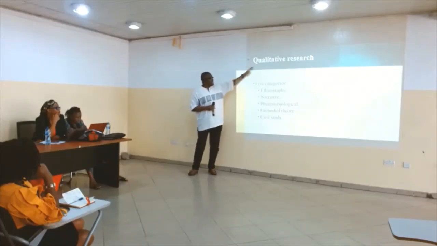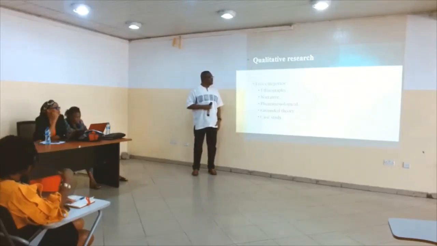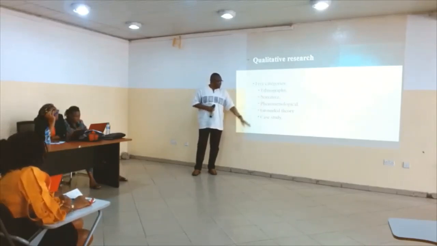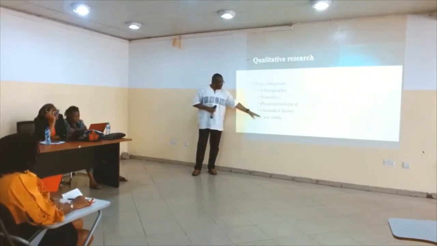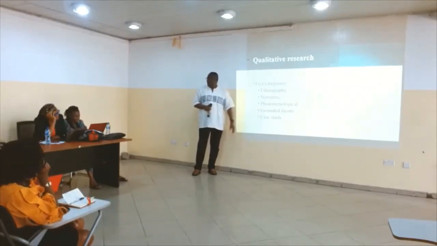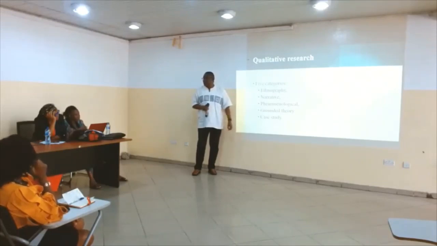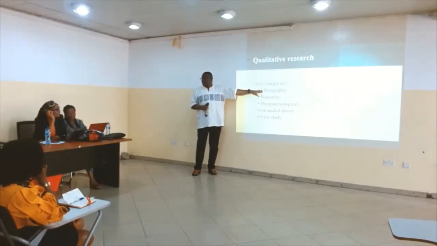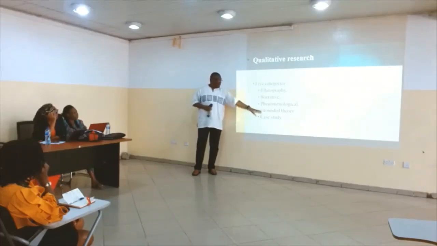So these are the five categories: ethnography, narrative, phenomenological, grounded theory, and case study. I think grounded theory is the most difficult. You have to go to the field almost. Ethnography is also. With grounded theory, you get a theory, you finish, you go back again, and again.